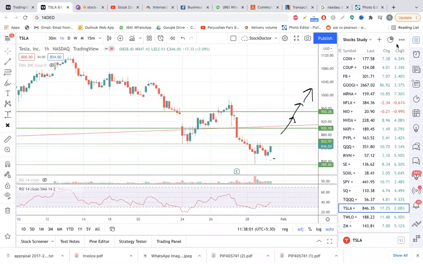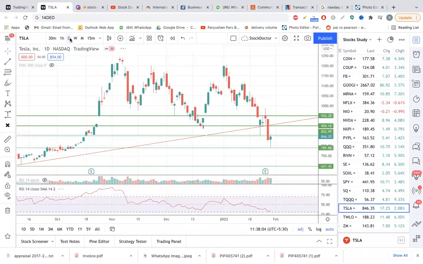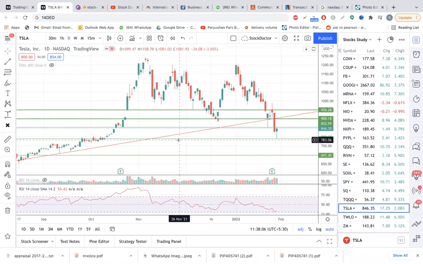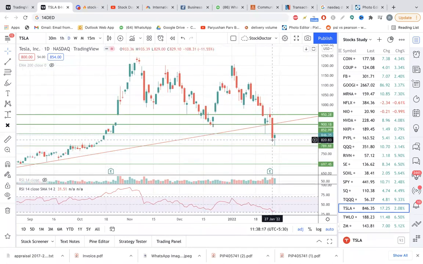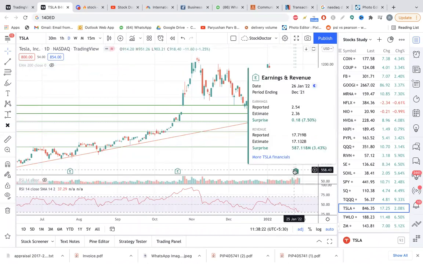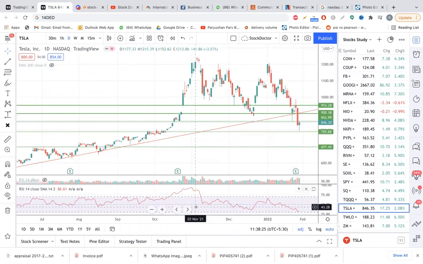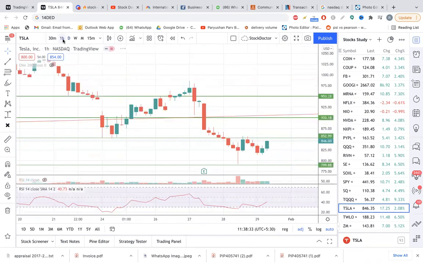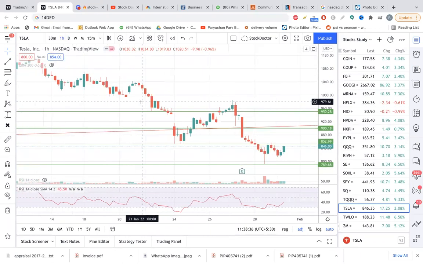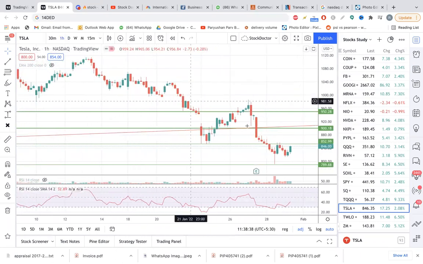The next stock we have is Tesla. This is our favorite stock. For Tesla, you can see it has good support around 790. From that level itself, it gave a bounce. Tesla also has the same kind of pattern, a hammer pattern it has created. It had the earnings on 26th of January, and now for Tesla, we are thinking that once it starts trading above 900, then it is in a good zone to accumulate.